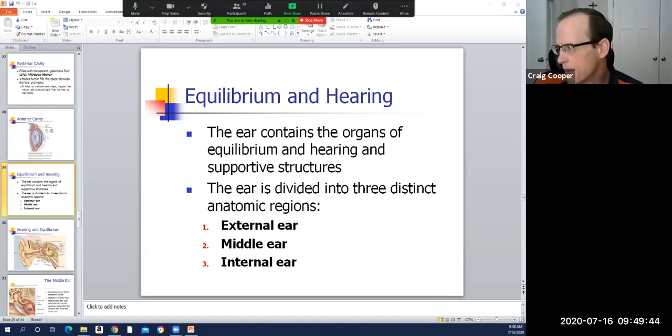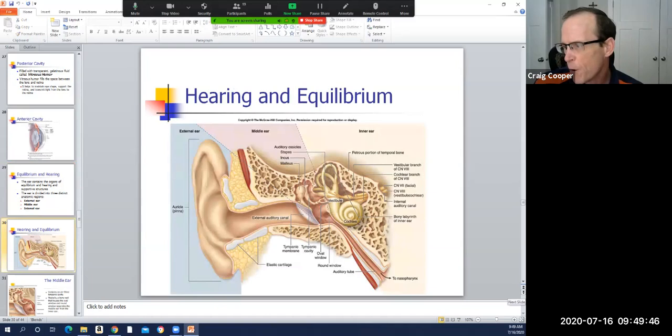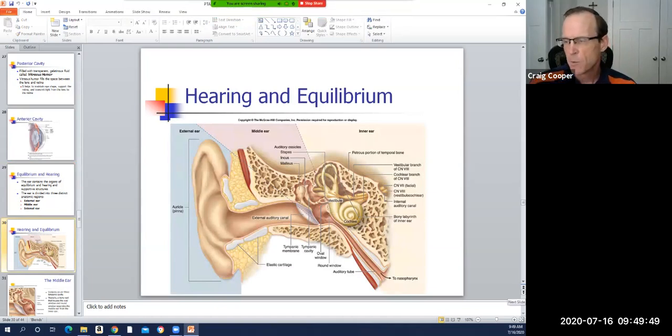All right. So all three of those parts have to work together. So this slide is basically what I was showing you before. We've got our auricle or our pinna. We've got our external auditory canal, and then we hit the tympanic membrane or eardrum.